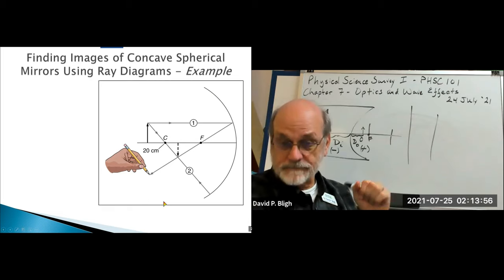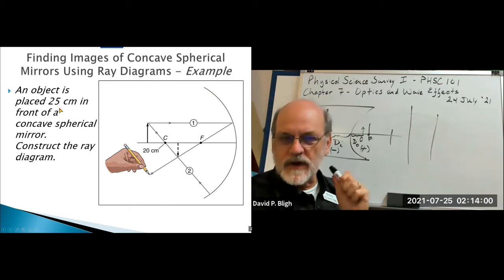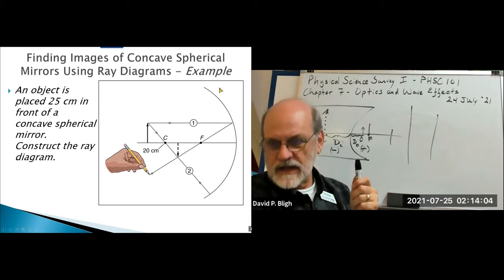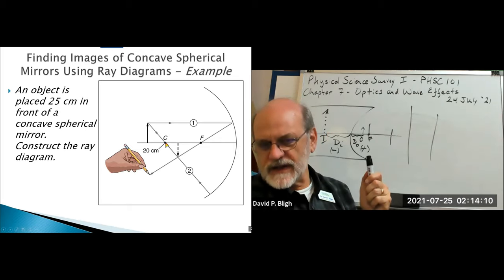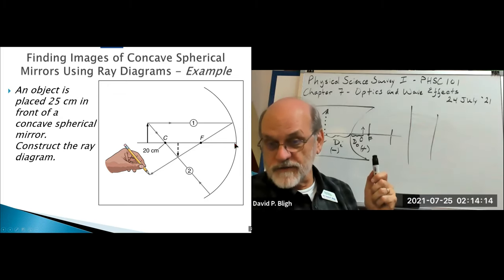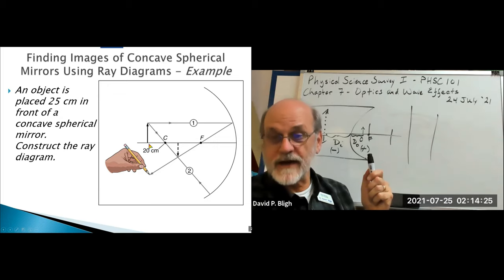So here's an example. An object is placed 25 centimeters in front of a concave spherical mirror. Here's the mirror. And where's 25 centimeters? Well, the center of curvature is 20 centimeters. So it'll be a fourth of that distance. So a fourth of that distance is here. So there's your object right there at 25 centimeters.